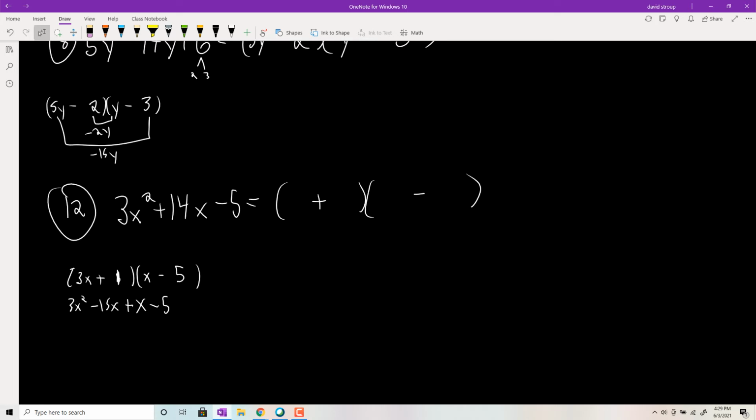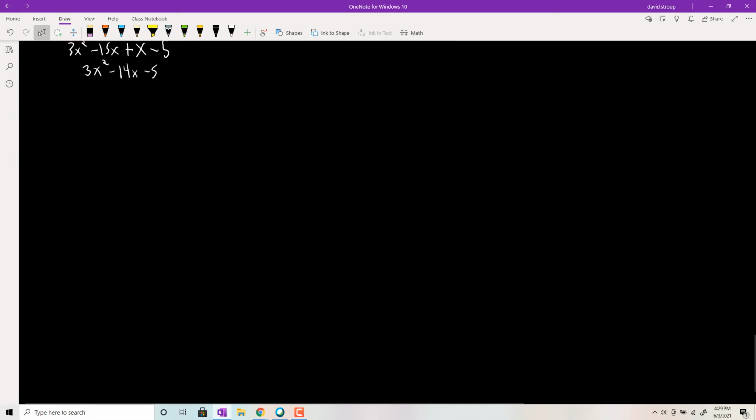The problem with this is that the sign is wrong. You're getting negative 14x in the middle, and we want positive. So the remedy is just to change the signs and make it x plus 5 and then 3x minus 1. Okay, and that should work. So it would be 3x squared plus 14x minus 5. Yep.